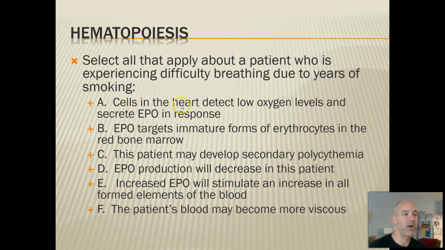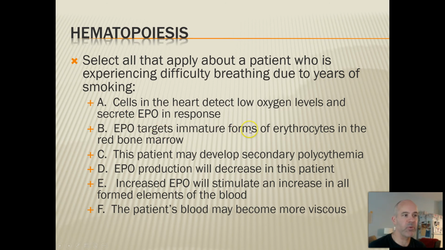All right, cells in the heart are going to detect low oxygen levels and secrete EPO, erythropoietin, in response. So this is where you have to be careful, because this part is to detect low oxygen levels and secrete EPO in response. That does happen when you have low oxygen levels, like if you've been smoking for most of your life and you're not able to take oxygen into the body very well. But cells in the heart don't do that. Remember, cells in the kidneys are responsible for that.